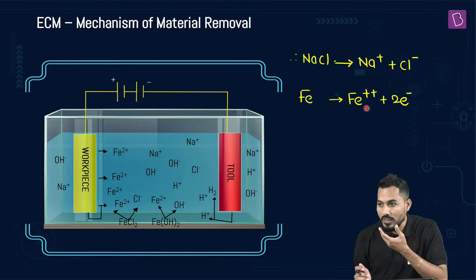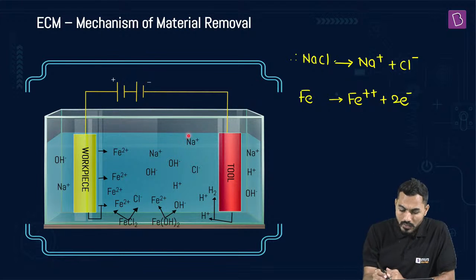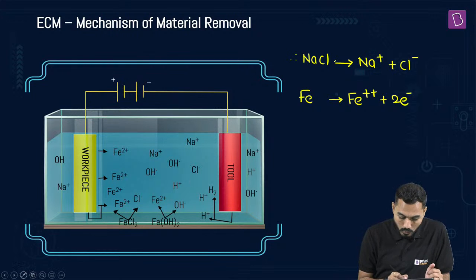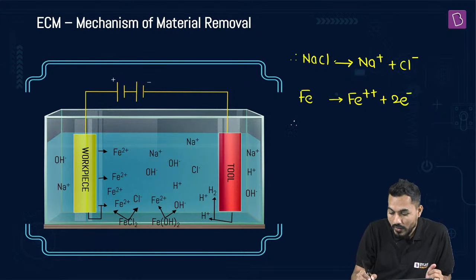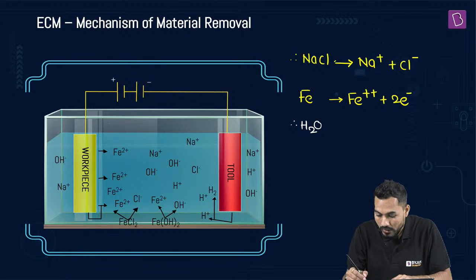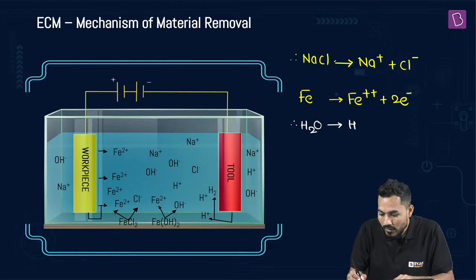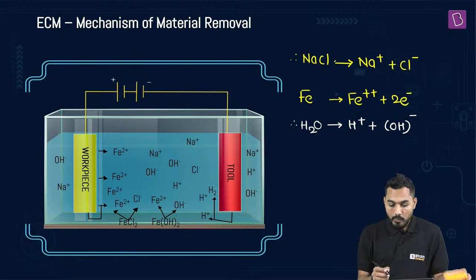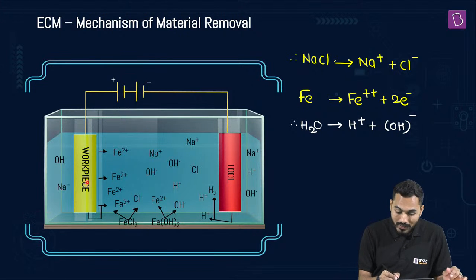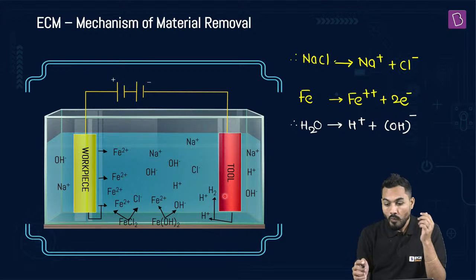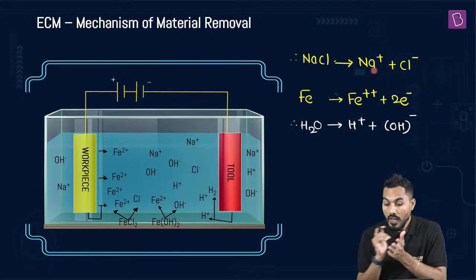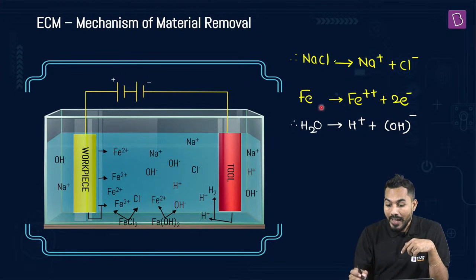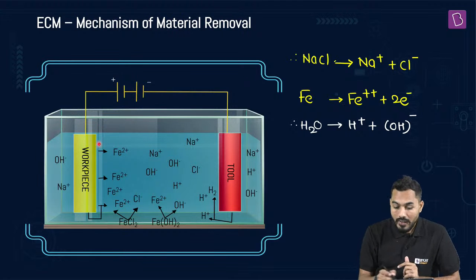Now we'll discuss the next parameter. Water now comes into the picture. Whatever water is there, H2O, will also get separated into H+ ions and hydroxyl ions, OH-. Now in the gap present between the tool and the workpiece, what is present? Na+ and Cl- ions are present, H+ and OH- ions are present, and Fe++ ions with 2 electrons are present in this particular gap.